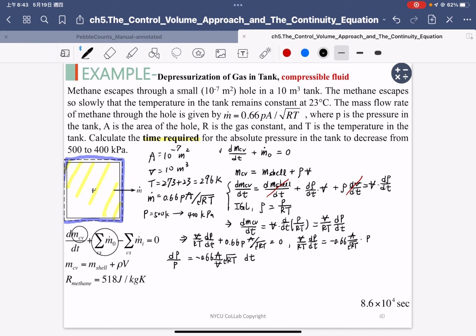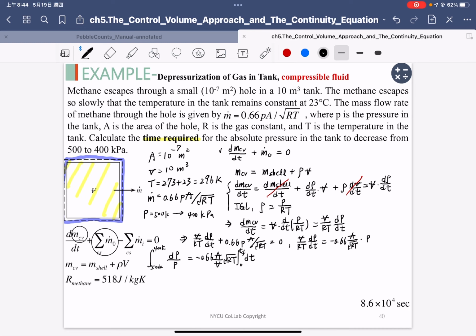Going back to the question, we need to find the time required for the absolute pressure in the tank to decrease from 500 kilopascal to 400 kilopascal. So now we can do the integration. The pressure goes from 500 kilopascal to 400 kilopascal, and the time we don't know, from 0 to the final time required.